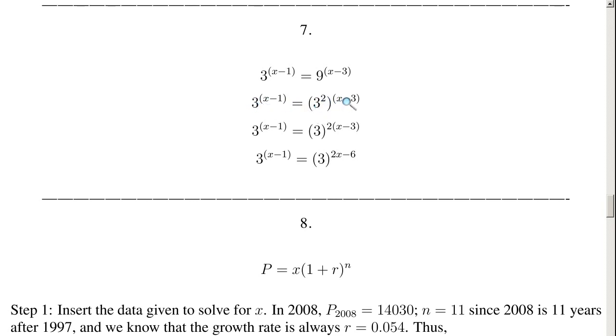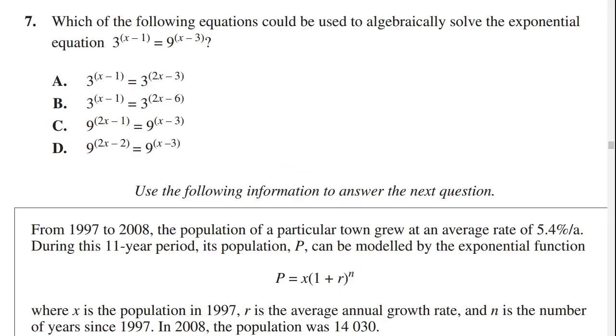So now this equals 3 squared times this, and now what we're allowed to do is, because we have a power to a power, we're allowed to multiply the exponents. So I took the 2 in here, multiplied it by the exponent out here, and then finally expand the bracket to get 3 to the power of 2x minus 6. So 3 to the 3x minus 1 equals 3 to the 2x minus 6. Back to our problem. 3 to the 3x minus 1 equals 3 to the 2x minus 6. There's our answer, B.